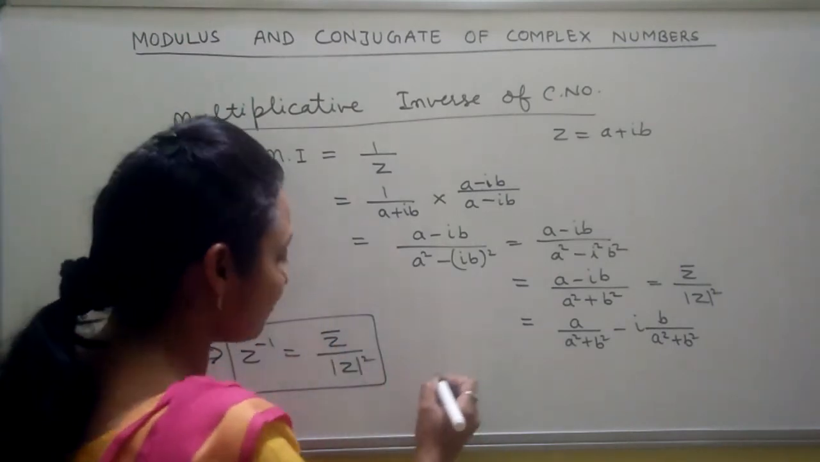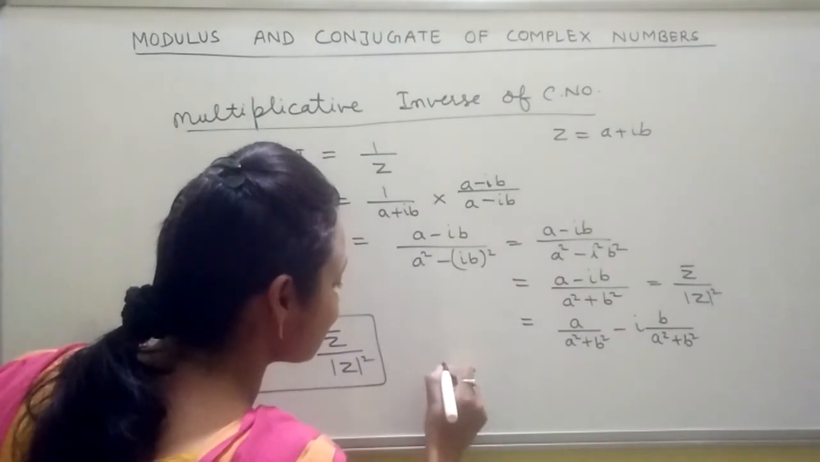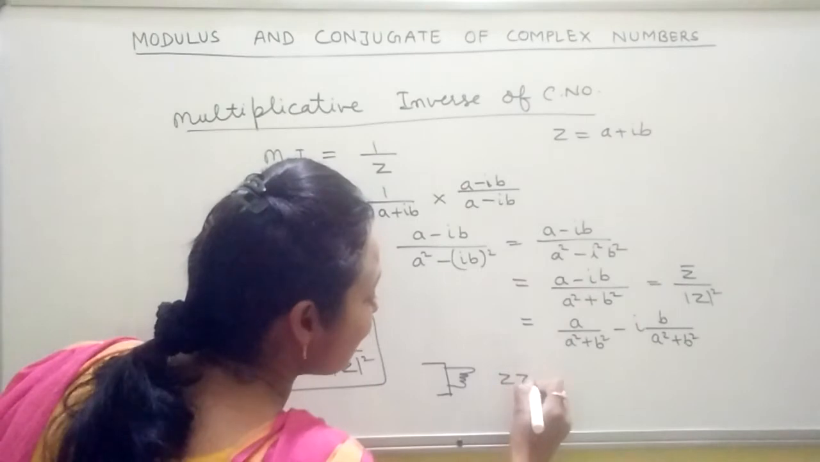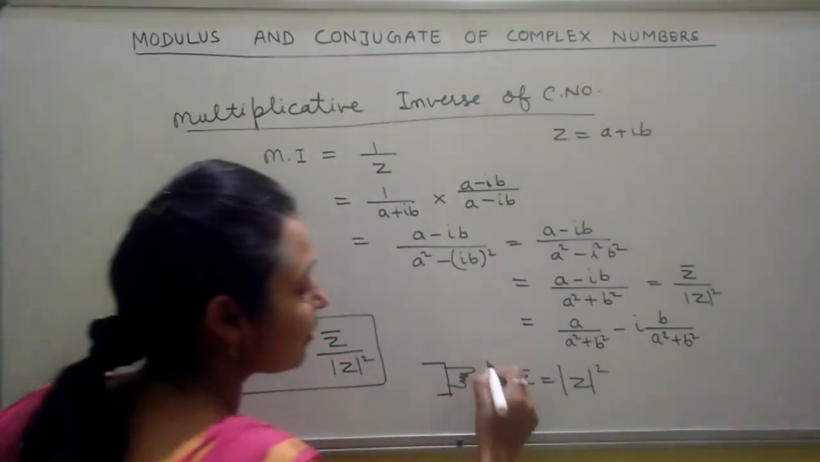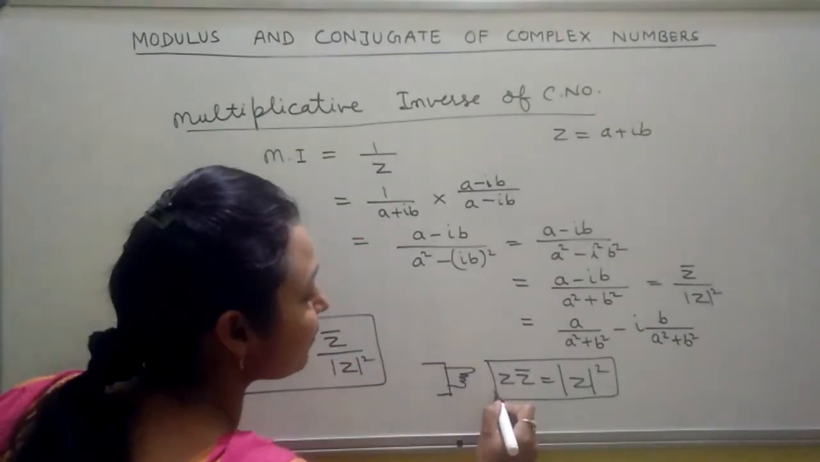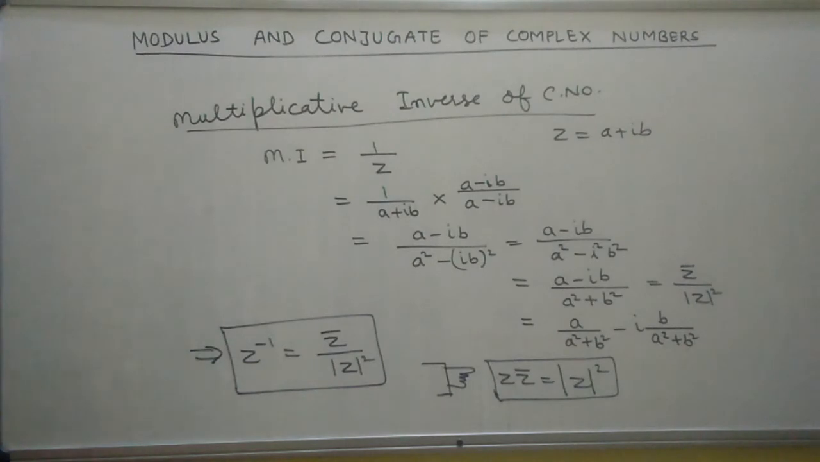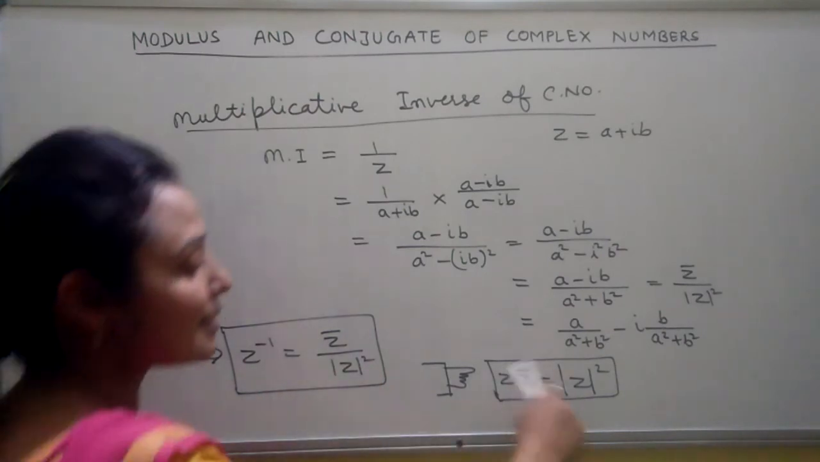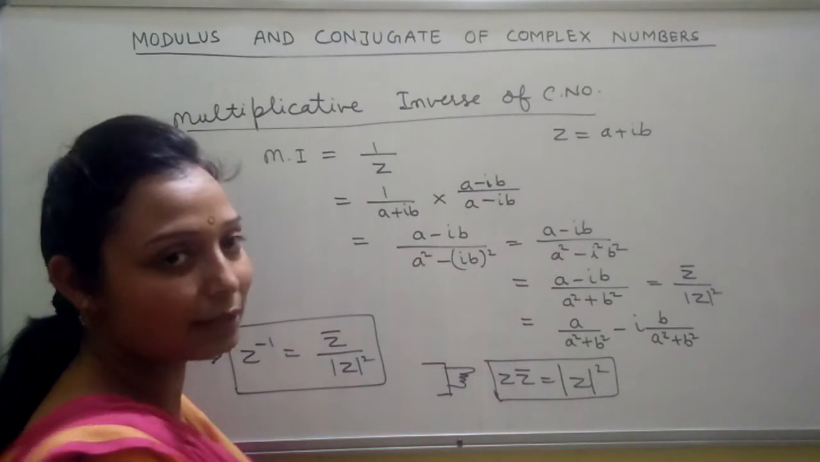There is one more very important result. What is that result? z times z bar is always equal to z mod square. This is one more important result which we will use in complex numbers again and again. So these are the two results. This is the relationship between modulus, conjugate and inverse, and this property is the combination of z and z bar, which equals z mod whole square.